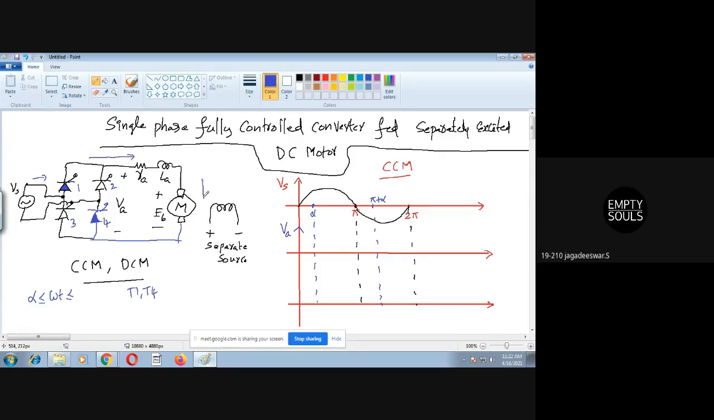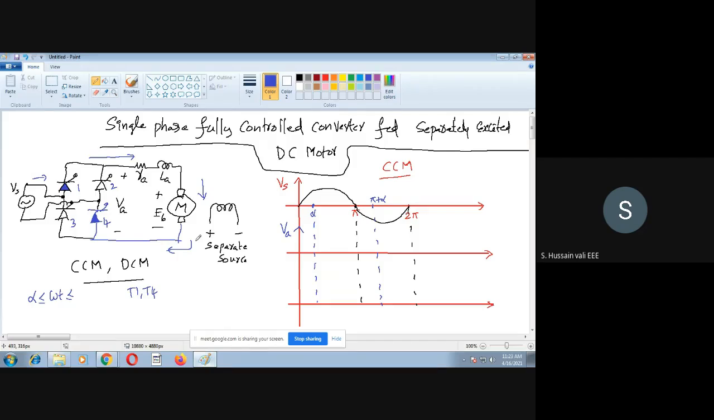Sir, freewheeling diode, sir. Yes, please tell. Yeah, freewheeling diode is not there here. If you want, you can put the freewheeling diode also. The operation will be a little bit different. Nothing else is there. We are just discussing the case where there is no freewheeling diode. It's not necessary that you must have the freewheeling diode. So it depends entirely on us.